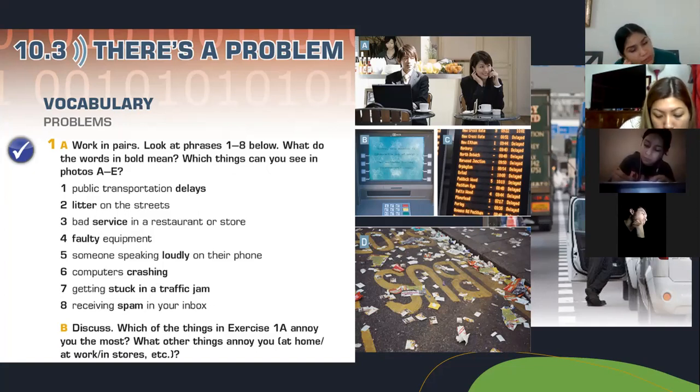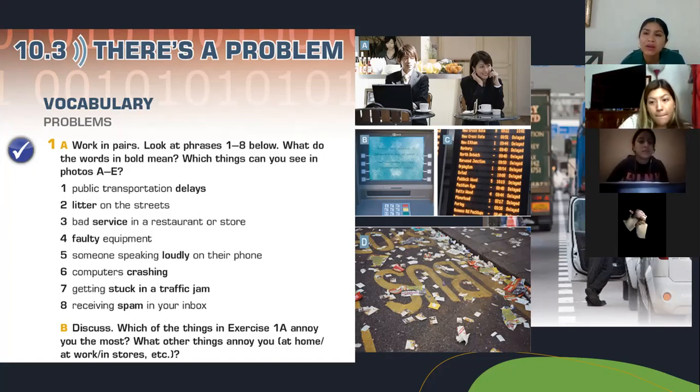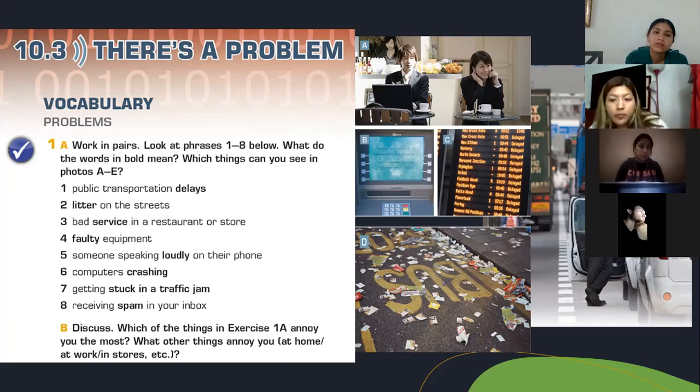Number 5, someone is speaking loudly. This is an adverb that describes the way someone speaks in this case because we're talking about speaking. So why is it a problem? What is loudly? Que está siendo muy ruidoso o hablando muy fuerte. Alguien que habla muy fuerte, exactly.